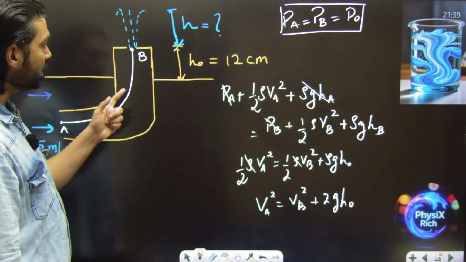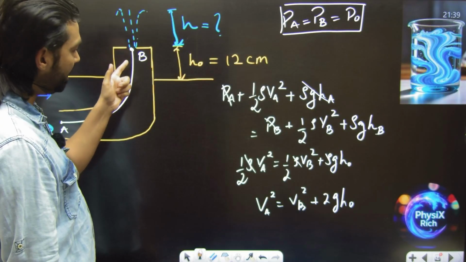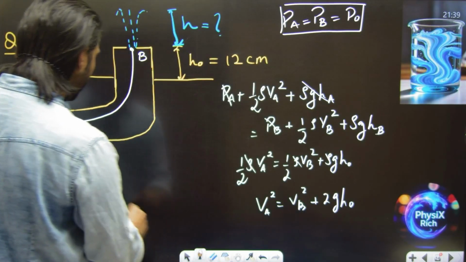What are we looking for? We're looking for this VB square. So do we have VA square? Yes, sir, we do.